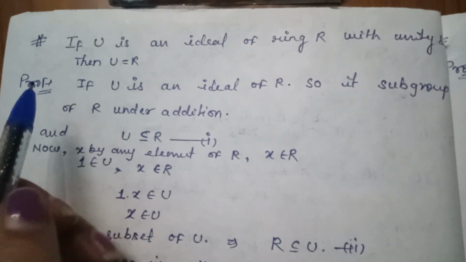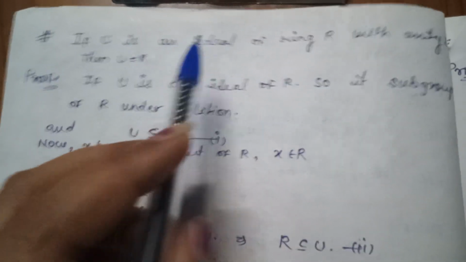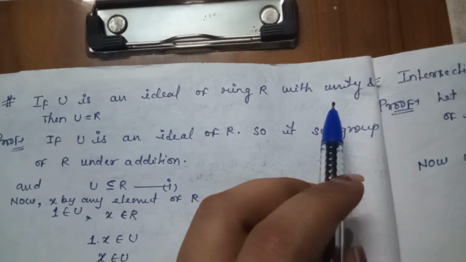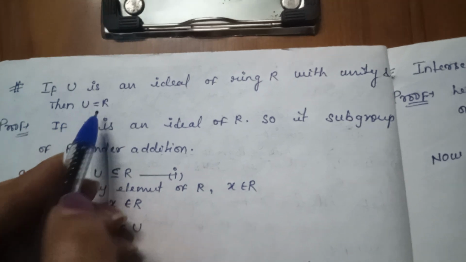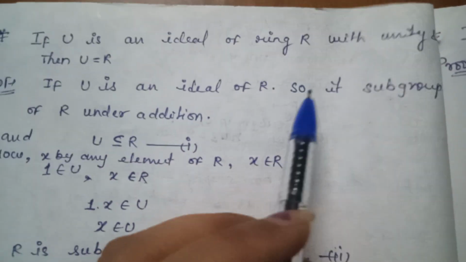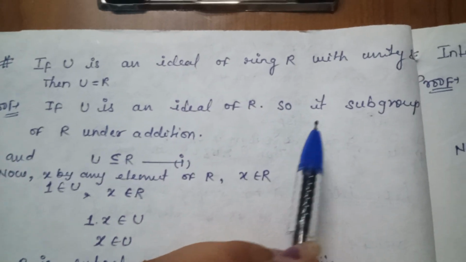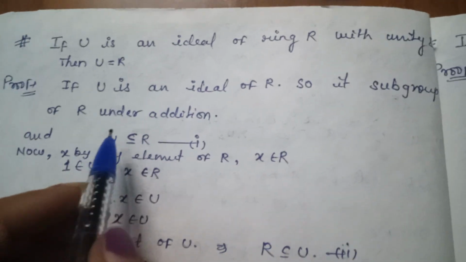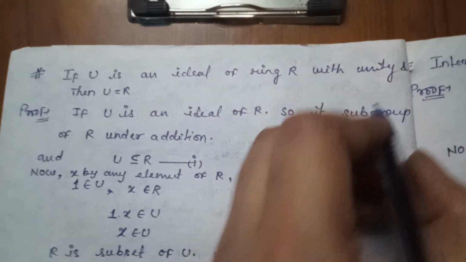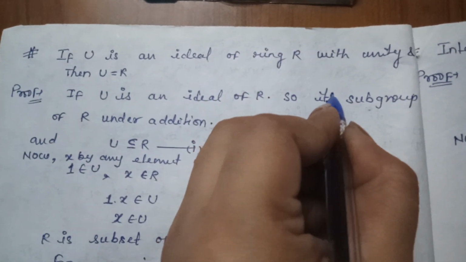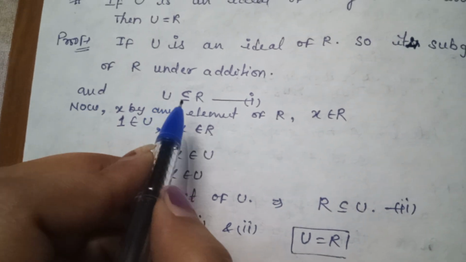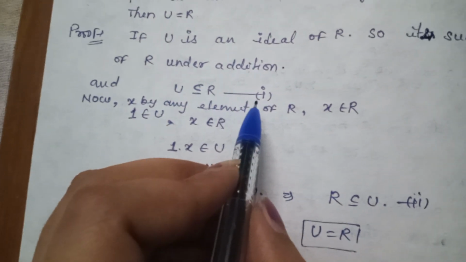Now there is another example. If U is an ideal of R with unity, then U is equal to R. If U is an ideal of R, then it is a subgroup of R under addition, and U is a subset of R, which is equation number 1.